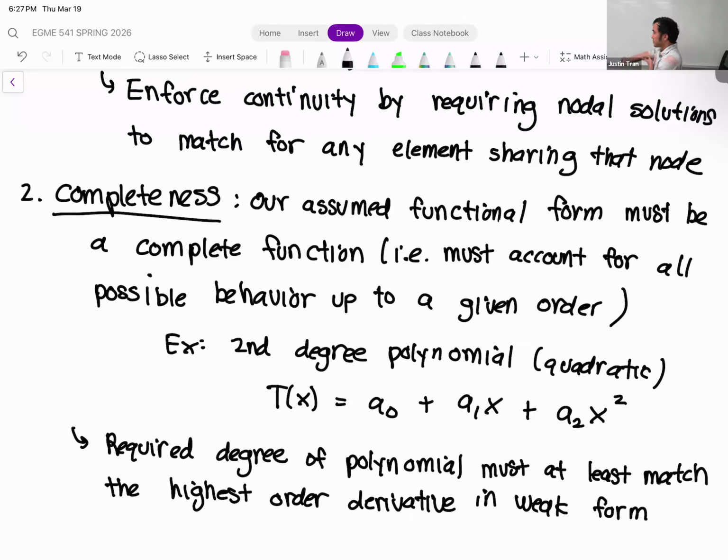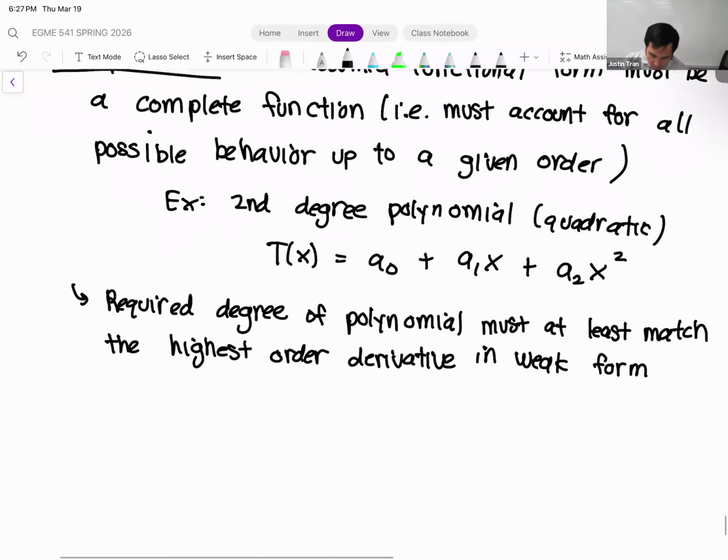Okay. So you can see this is another place where our weak form comes into play. For the weak form that we're considering, the highest order derivative is just one. And so that means we only need a first degree polynomial to get a complete solution. Okay.